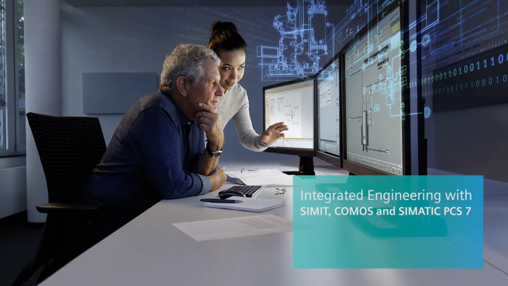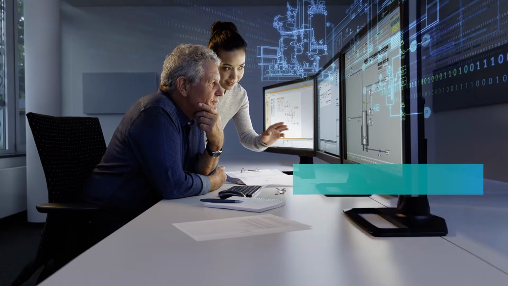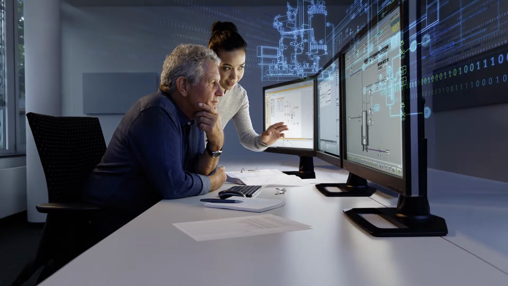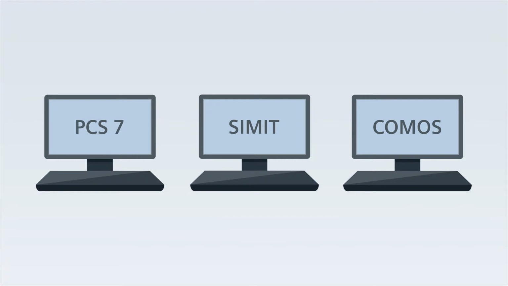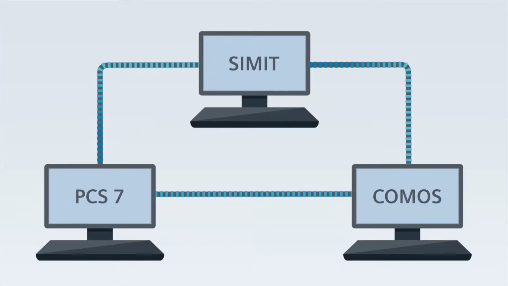Digitalization is currently omnipresent and inseparably connected with the generation and processing of information. Setting up a completely integrated data landscape is one of the most important requirements for the digital process system. With the universal integration of Simit, COMOS and SIMATIC PCS7, we are implementing a universal flow of data over the entire life cycle of a plant, from planning, commissioning and operation all the way to modernization.